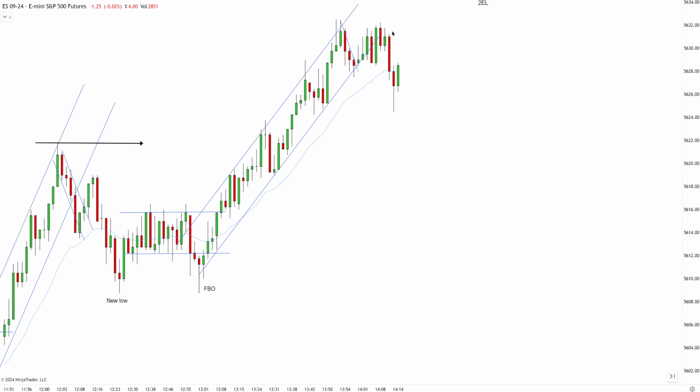Now we have a visual two-legged pullback, one leg down, break, second leg down. We can also consider this as another failed breakout. So this right here is a failed breakout, visual second entry long. We're most likely going to test the new high, but we broke below the EMA. You have to use a double bar entry.